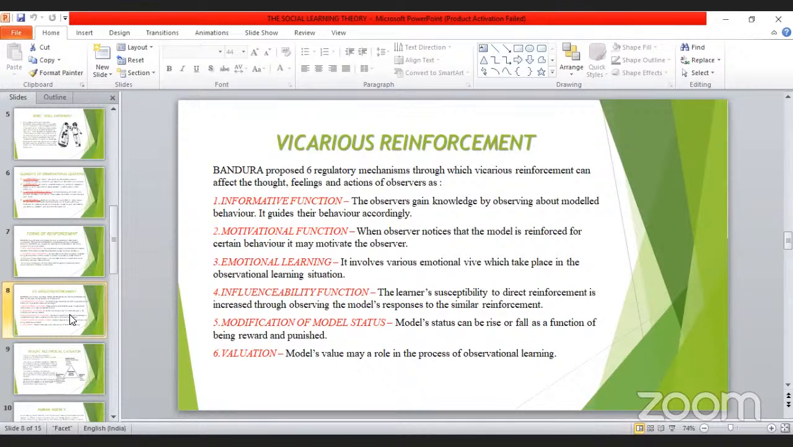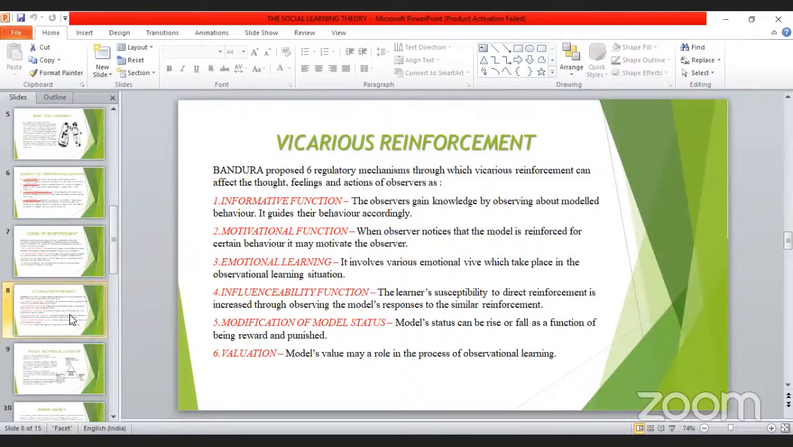But if the model gets some reward for behaving in a particular way, that helps me to increase my personal status also, right? Next is valuation. The model's values play a role in the process. Model's value means the model's character. How I put value on the model, because the model's characteristics are very attractive.